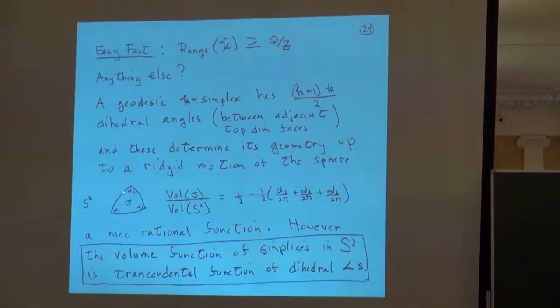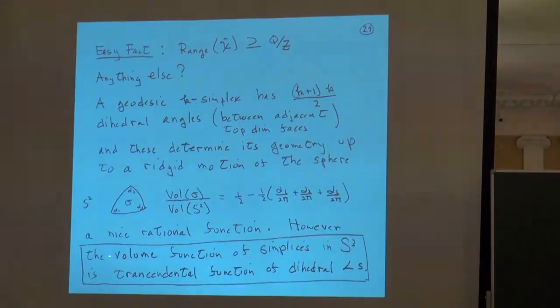Now, for example, if I want to know this number in the 2-sphere, namely the fraction of the area of the two-sphere represented by a simplex with dihedral angles alpha 1, alpha 2, and alpha 3, I want to know its volume divided by the volume of S2. Well, this is the most elementary part of the Gauss-Bonnet theorem, and it's a very nice rational function, at least when you divide by pi. It's a half minus a half times the sum of the angles.